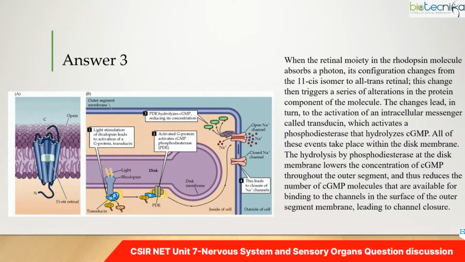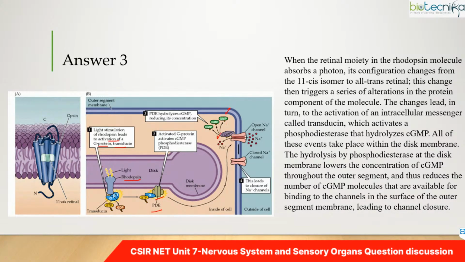So when light falls on the rhodopsin, this transducin protein will get activated. Light stimulation will lead to activation of a G protein. Transducin is a G protein, right? The alpha part will go and activate the cyclic GMP phosphodiesterase. PDE is the phosphodiesterase, right? And this is the second step. Now this phosphodiesterase will hydrolyze the cyclic GMP.